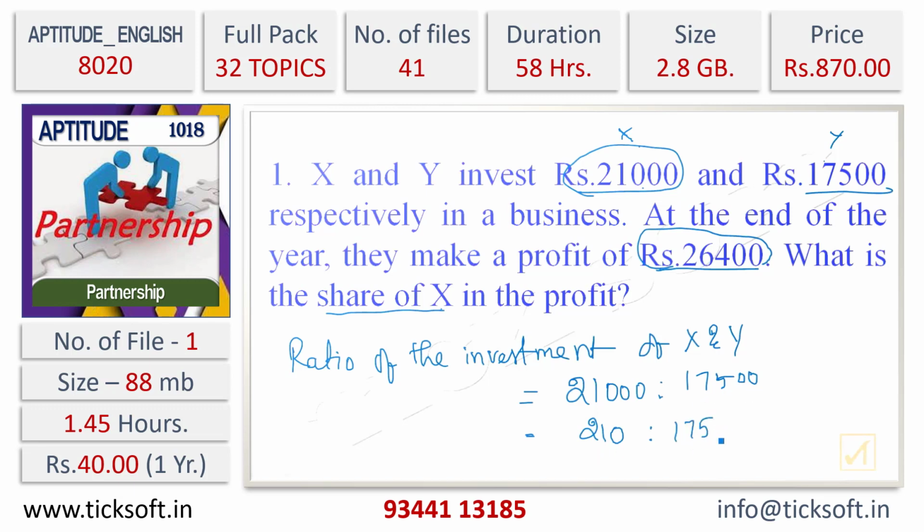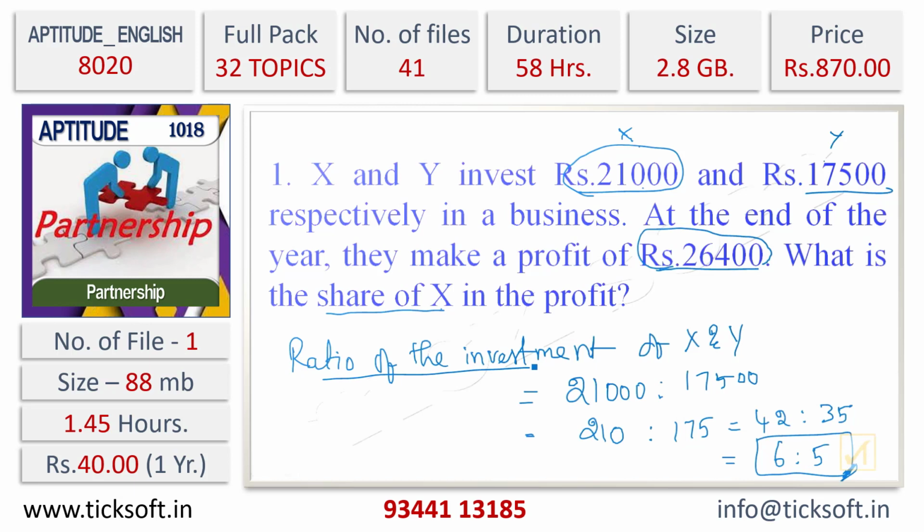Again if we divide these two values by the common factor 2, then what will we get? Here these two terms have the common factor 5. So we are going to cancel these two terms by using the common factor 5. So then we will get 42 is to 35. And now again these two terms have the common factor 7. So if we divide these two terms by 7, then we get 6 is to 5. So we reduce the ratio into its lowest form. So we get 6 is to 5 as the ratio of their investment.